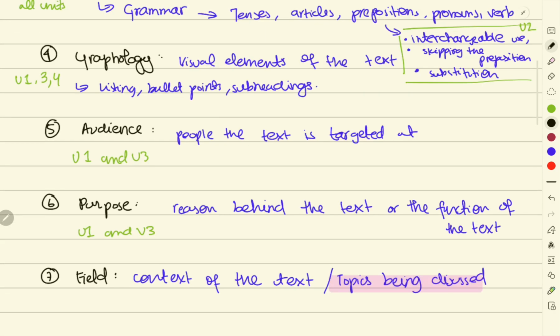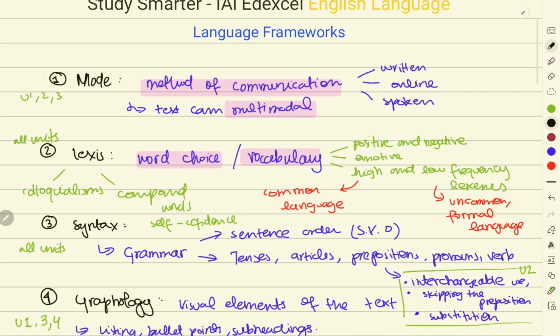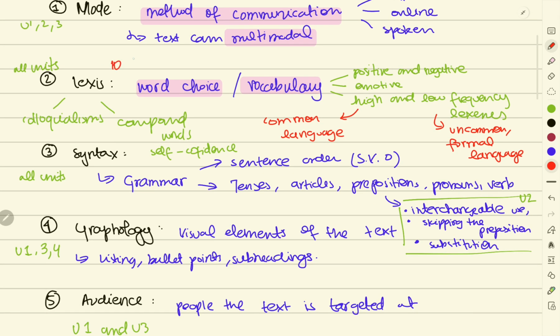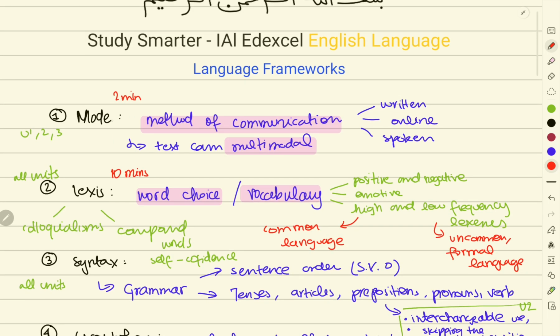It depends on the length and the depth of each language framework. Some take more time. So talking about mode, I would tell myself, okay, no more than 2 minutes for mode. Then for lexis, I would usually give myself 10 minutes. And by the way, this is not the mode of only one text. For unit 1, you're comparing 2 texts, so you're going to take into account the mode of text A, mode of text B. Do things side by side.